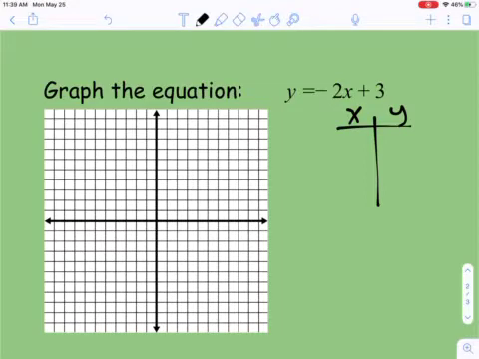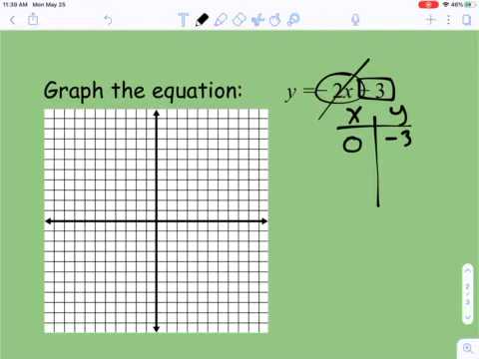Anything within 5 or 6 of the origin will probably work. What I usually try to do is use 0 first. The reason I use 0 is because it takes this whole term and gets rid of it, and then you're just left with this negative 3. Because negative 2 times 0 is 0, you're left with negative 3. You've got 1 point really quick.